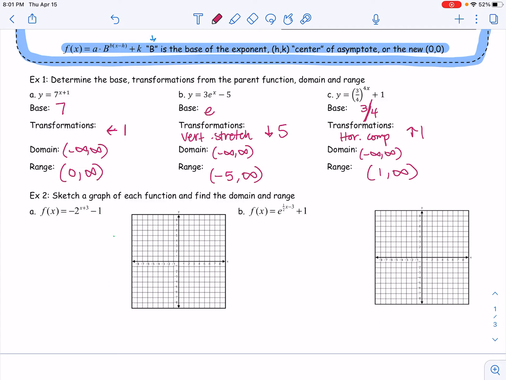All right, so now that we know how to recognize, let's go ahead and recognize and then sketch. So we're going to sketch. We are going to find the domain and the range again. I'm also going to add in behavior. And so I want us to identify what our base is, list out our transformations, and then figure out the pattern of graphing, and then domain, range, and behavior.